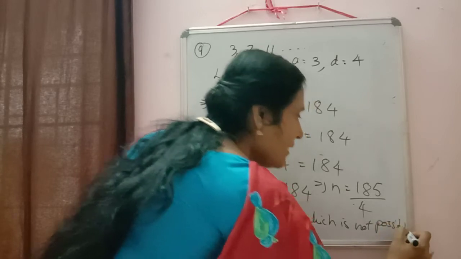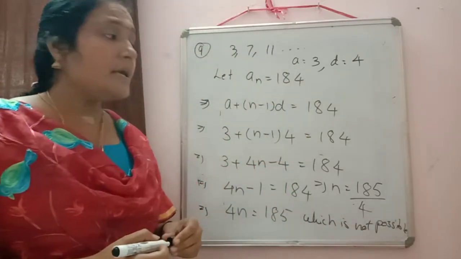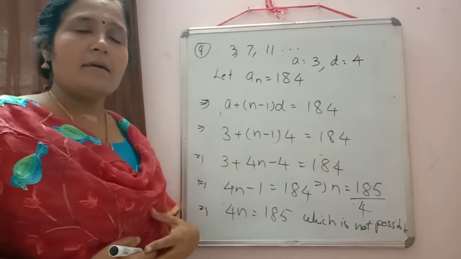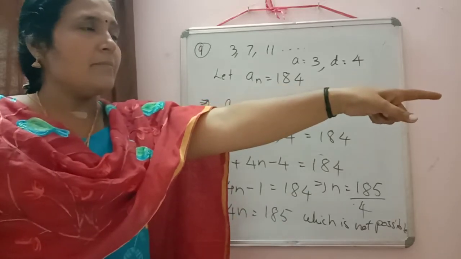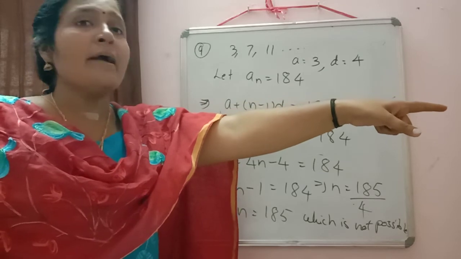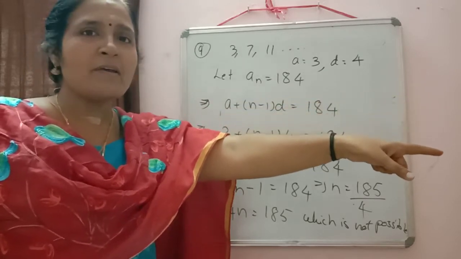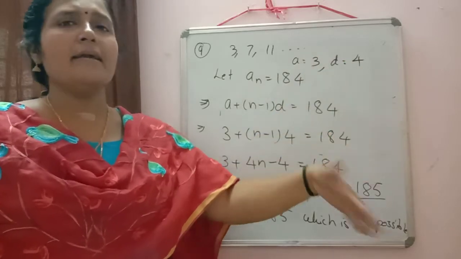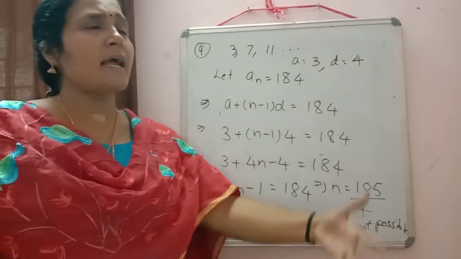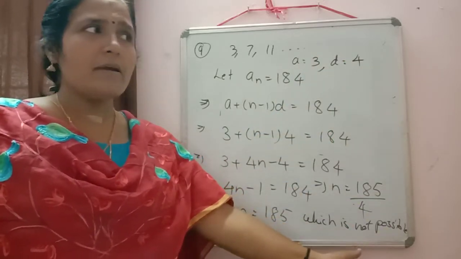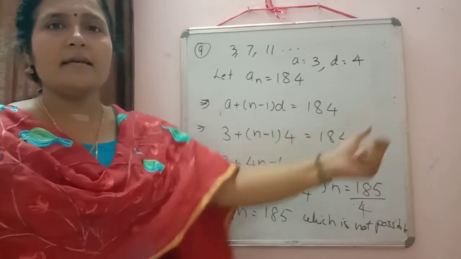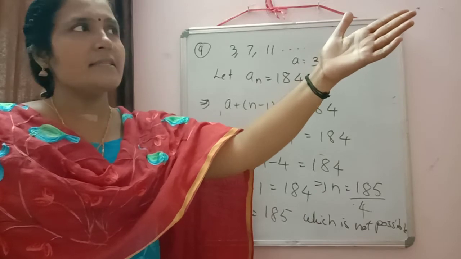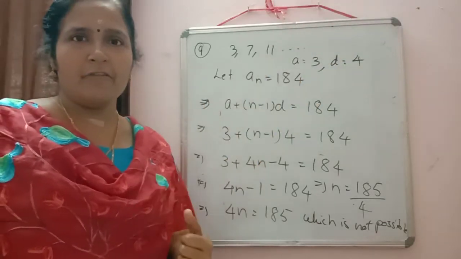Why not possible? N means the number: first number, second number. Can we say that boy is standing in 2.5 number? This way we are not saying. What we are saying? That boy is standing in 3rd position, that boy is standing in 5th position. We cannot say that boy is standing in 3.5 position, or that girl is standing in 25.5 position.